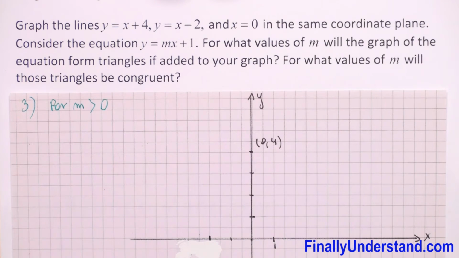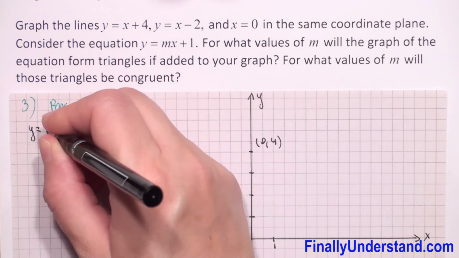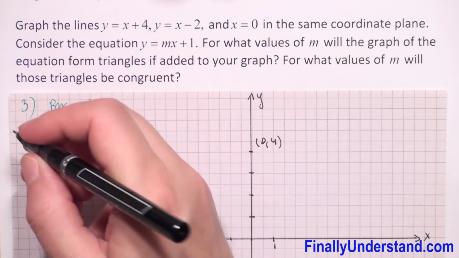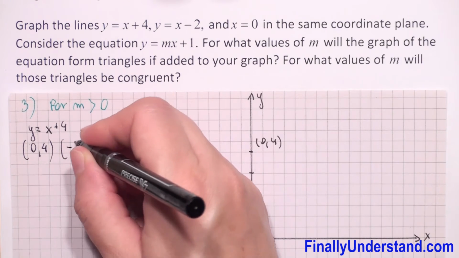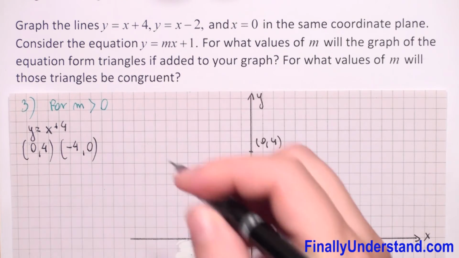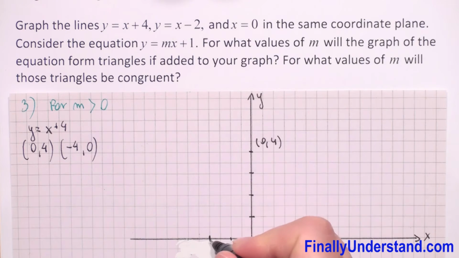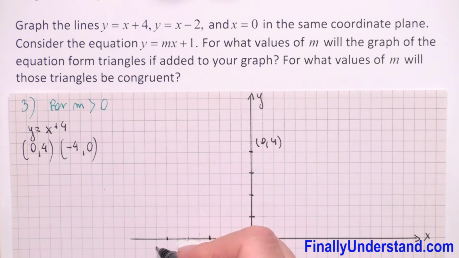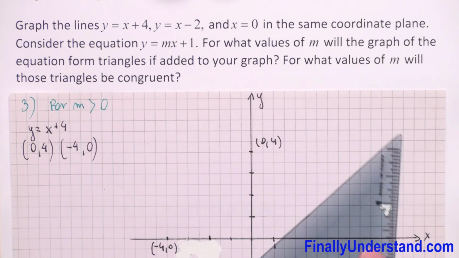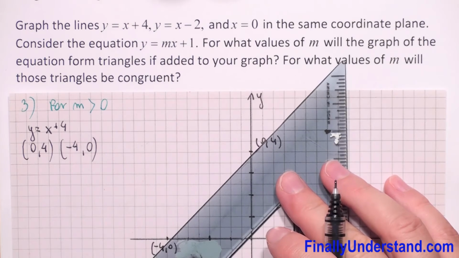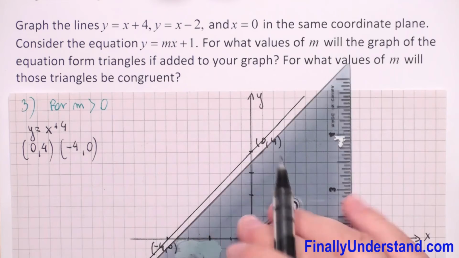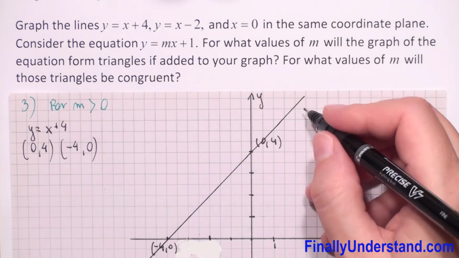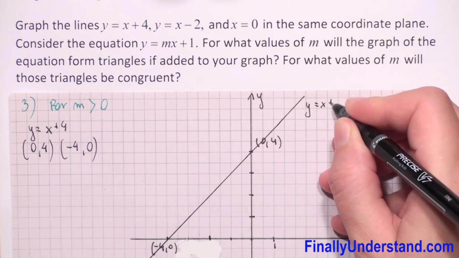Let me copy maybe this equation. We have y equals x plus 4 and we have 2 points, 0, 4 and negative 4, 0. So this is 1, 2, 3, negative 4 will be here. So if we connect these 2 points, we have the first line. This is our line y equals x plus 4.